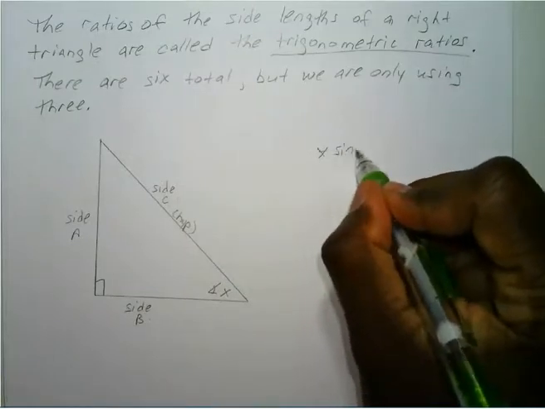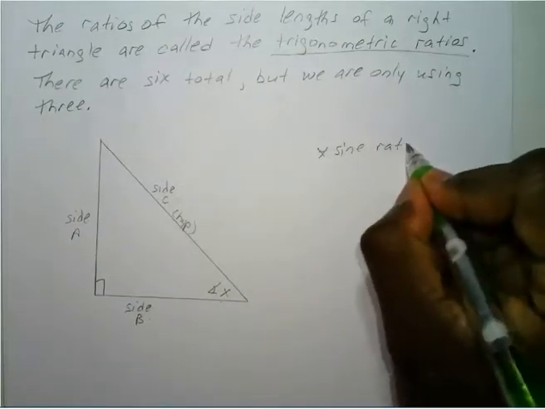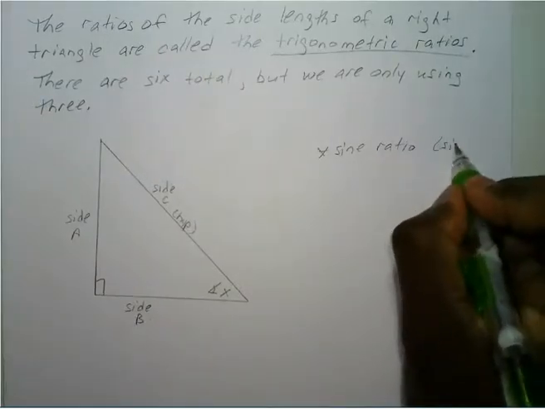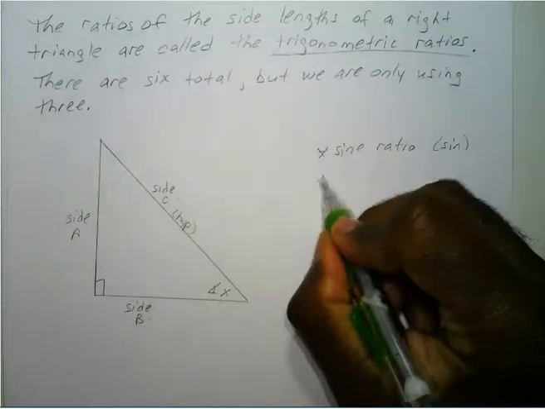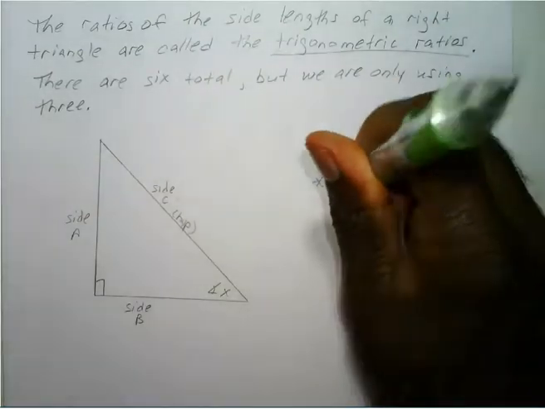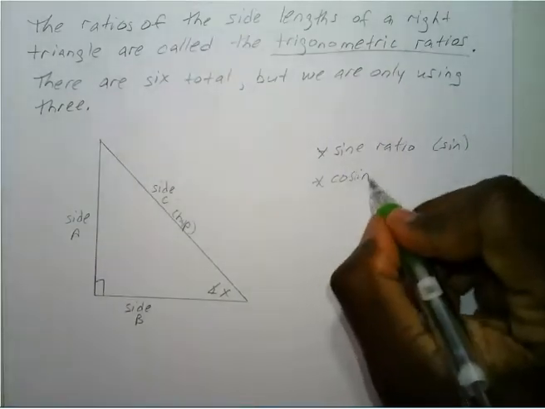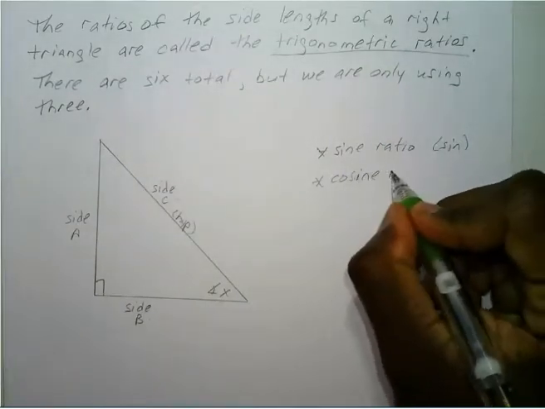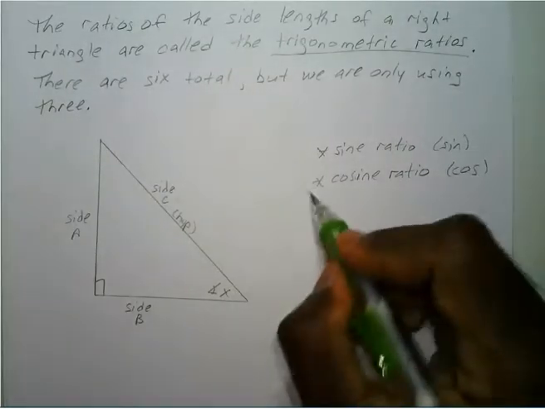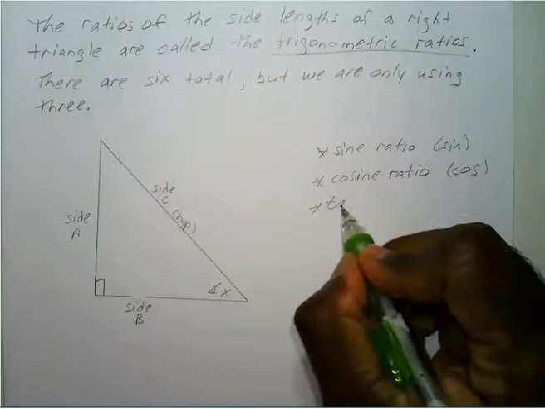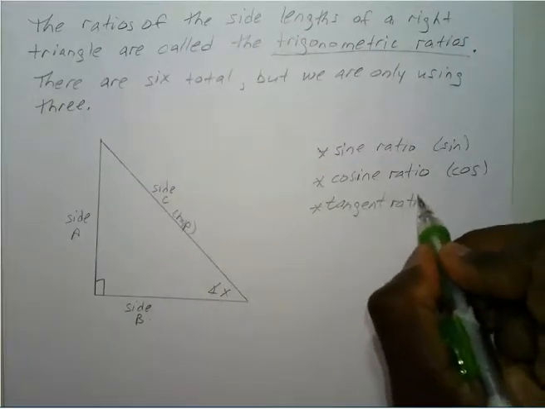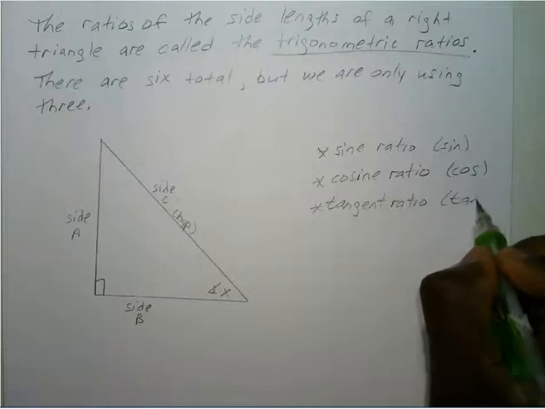We have our sine ratio, which you'll see as SIN. We have our cosine ratio, just COS. And we have our tangent ratio, which we'll have as TAN.